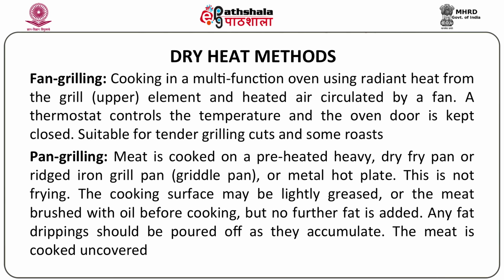Pan grilling is again a dry heat method of cooking meat, where the meat is cooked on a preheated heavy dry frying pan or ridged iron griddle or a metal hot plate. Now this is not frying because we are not going to be using any oil on the surface of the pan, but sometimes the cooking surface can be lightly greased or the meat can be brushed with a little oil before cooking, but no further fat is added during the cooking process, and any fat drippings that accumulate are usually collected and taken off. The meat is cooked uncovered.